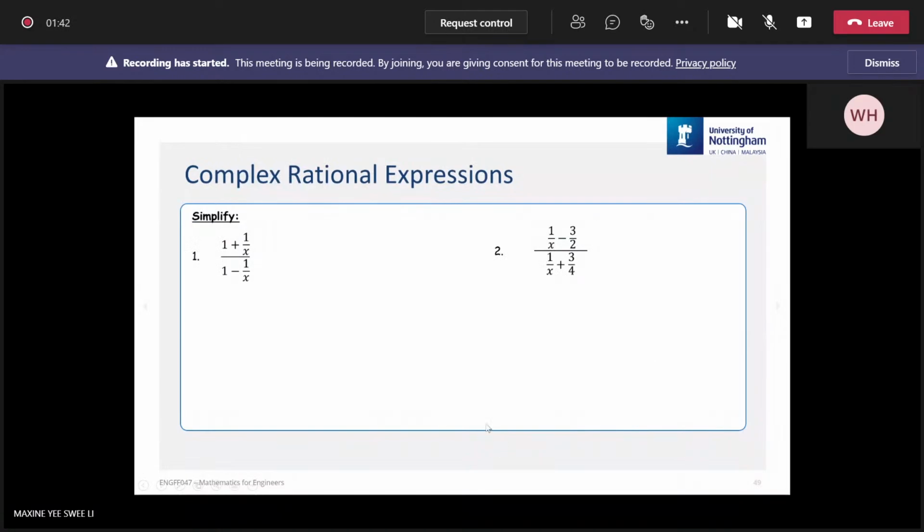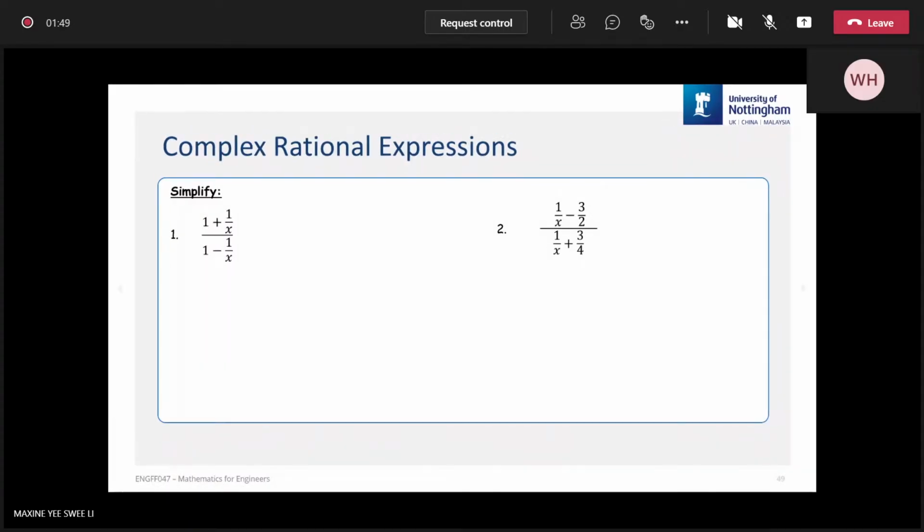Okay, so for today, we're going to continue on and hopefully I can complete the chapter 1 topic today. Right, so I'm going to continue on with the complex rational expressions. So far, we have been dealing with rational expressions for the last few lessons. What are rational expressions? It is a quotient. You have a numerator and a denominator. So what is the meaning of complex rational expressions?